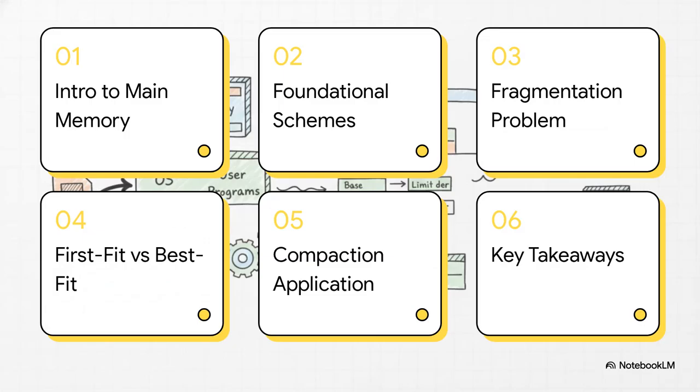Okay, here is our roadmap for today. We'll start with an introduction to main memory, walk through 4 foundational allocation schemes, tackle the fragmentation problem, compare first fit versus best fit, look at a real-world application with compaction, and finally wrap up with essential key takeaways.